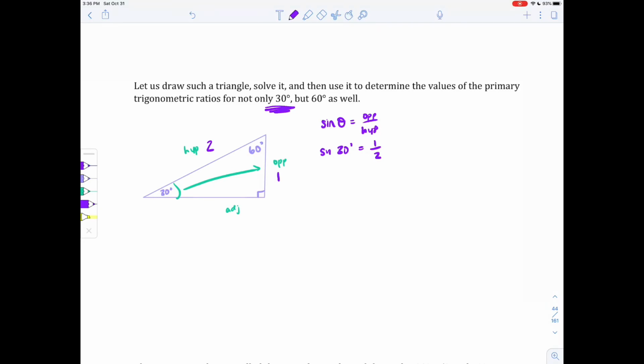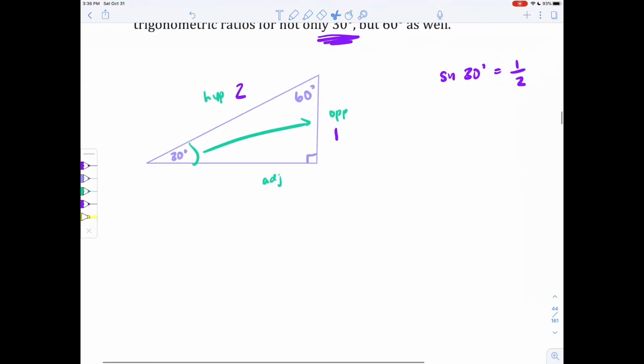So I'm going to get rid of this guy here. Hit the wrong button. There we go. So we've actually already figured out our sine of 30 degrees. That's pretty good. We'll leave it there. But to figure out our tan and our cosine, we're going to need to know the value of that adjacent.